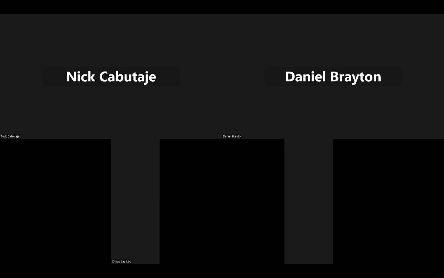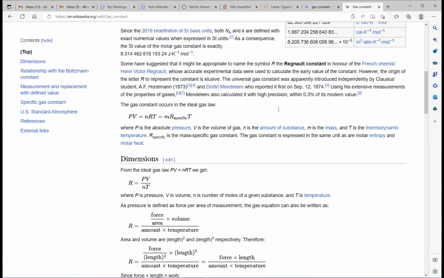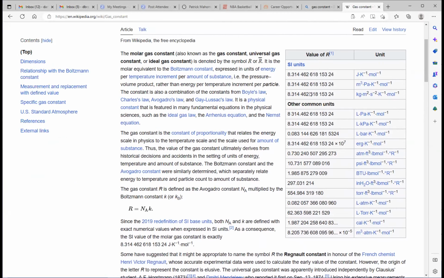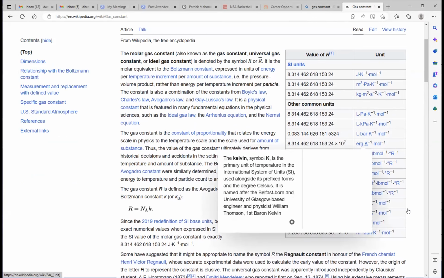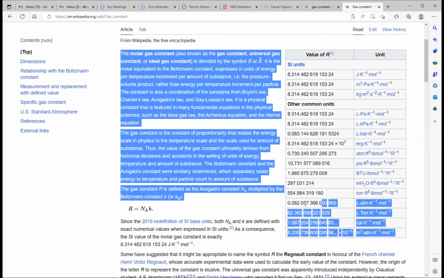If you go to Wikipedia, here's all the different gas constant units depending on what you're doing. This one's pretty close because a bar is close to an atmosphere. But here's the one that we use, this one.